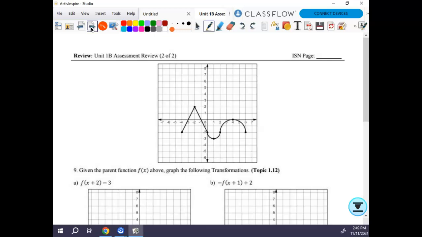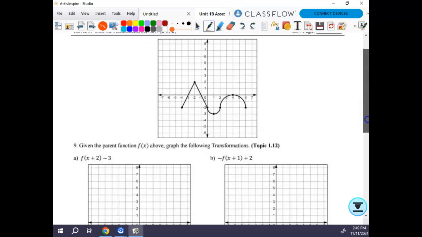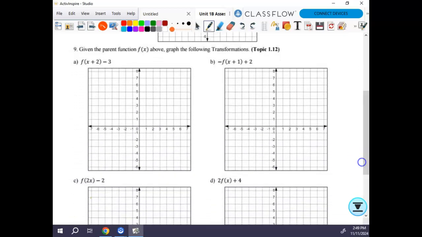All right, next one. Given this parent function above, we want to graph the following transformations. So here's what we know is happening. We're going to have a translation, left 2 and down 3. We don't have to actually write them out, or we would write them out differently, right?